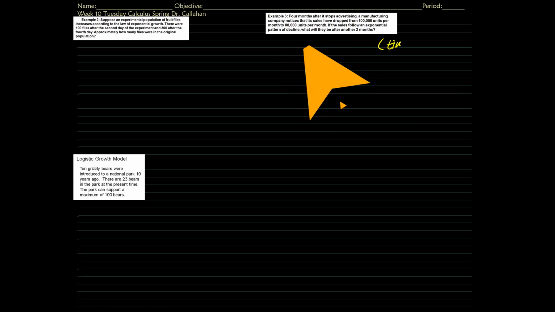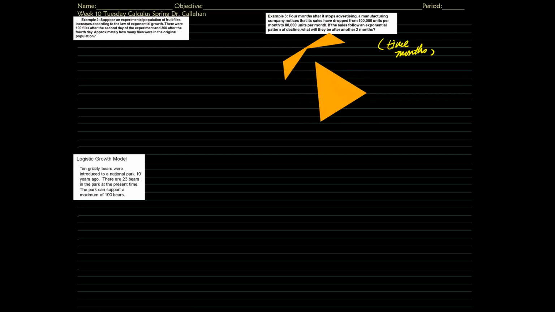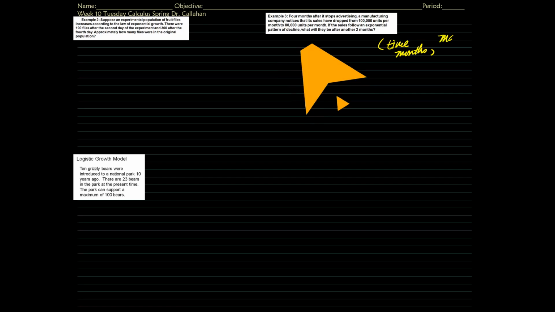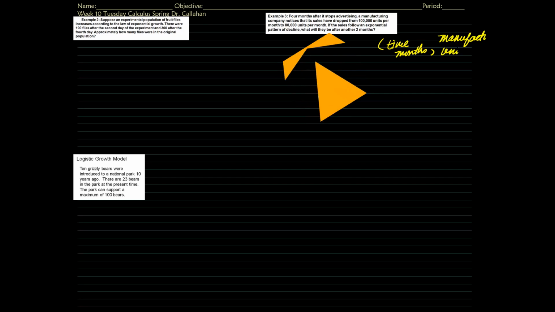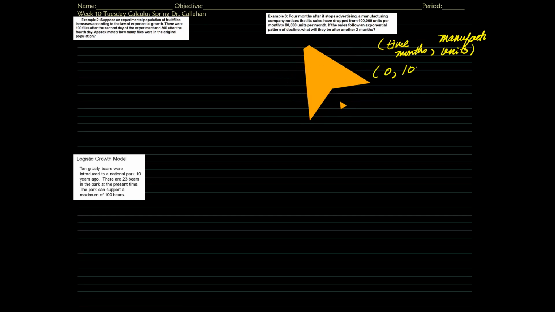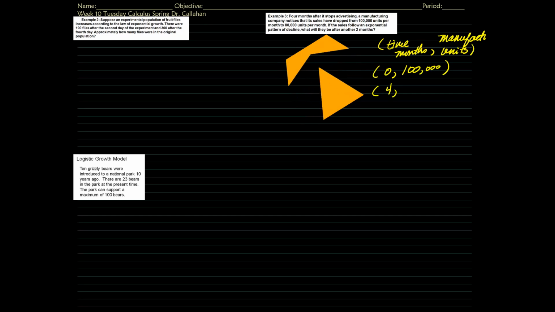So here I'm going to use time in months, and this is the manufacturer units, okay? So 4 months after it stopped advertising, when the time was 0, it originally started off with 100,000 units. 4 months later after it stopped advertising, probably because people stopped purchasing it because they don't see the advertisement, it went down to 80,000.